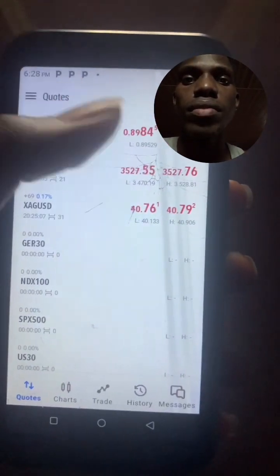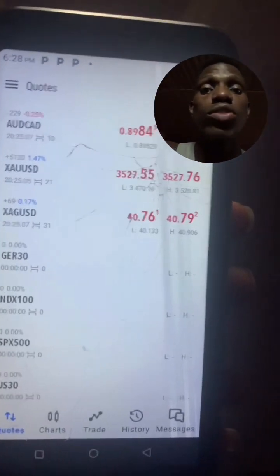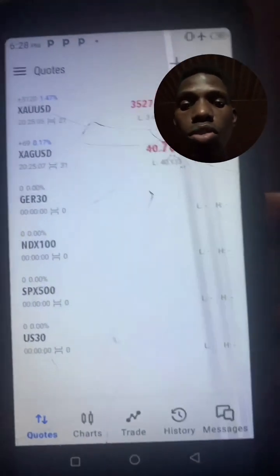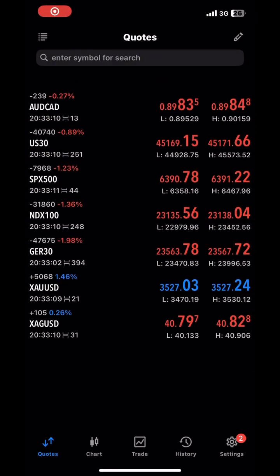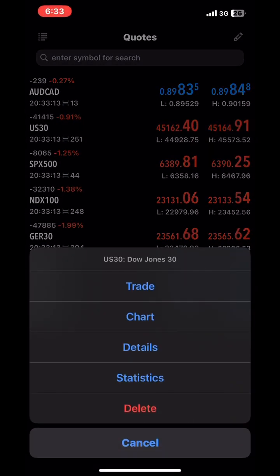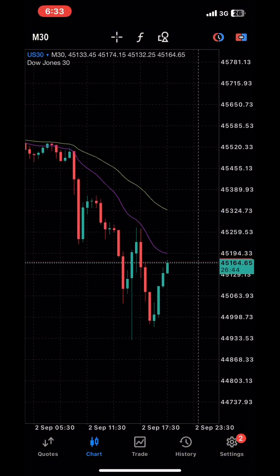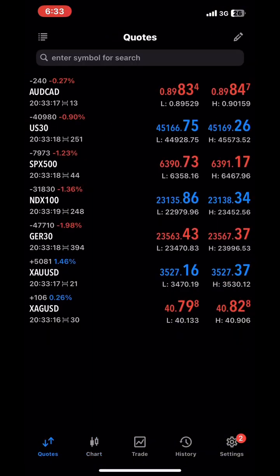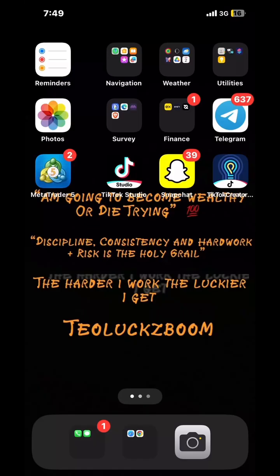Oh, it's the network, guys. The network is not loading. Once the network loads, everything will work appropriately, guys. So let me just open this one chart, then go right on to delete. Yes, so I'm all set, guys. So guys, these are what I'm trading currently: US 30, S&P 500, Nasdaq, Germany 30, silver and gold, guys. Those are what I'm trading right now.